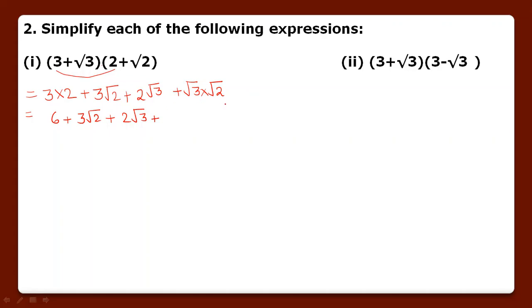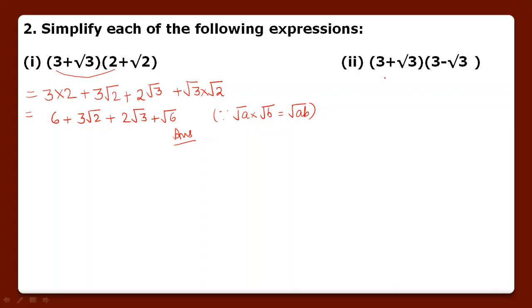We have studied a property. What was that property? Root a into root b is equal to root ab. So we can write it like this, 3 into 2, that is 6. So this is the answer. Very simple. In this way, let's start the next question.